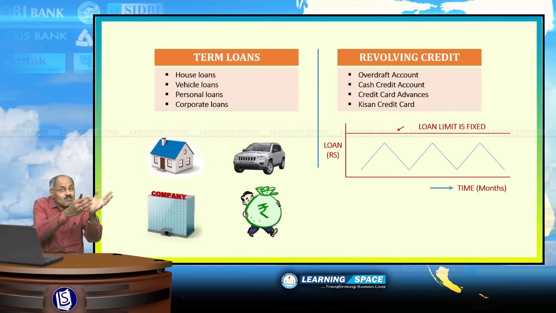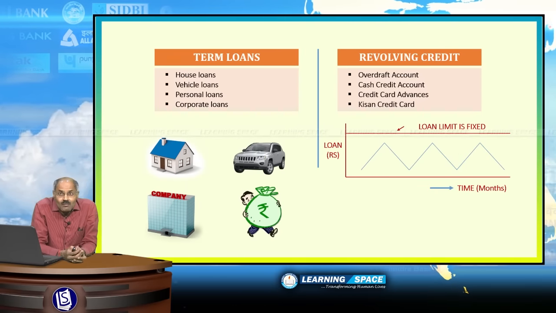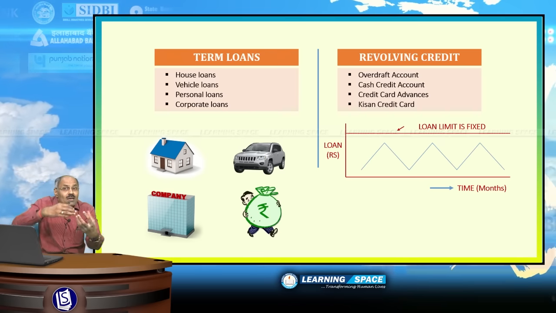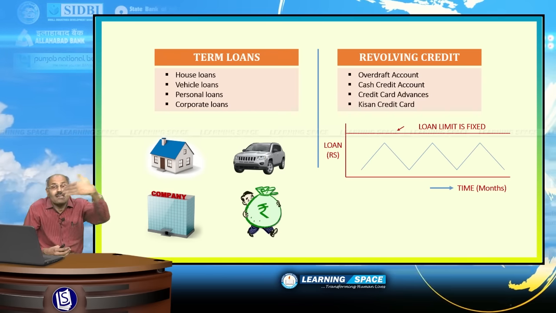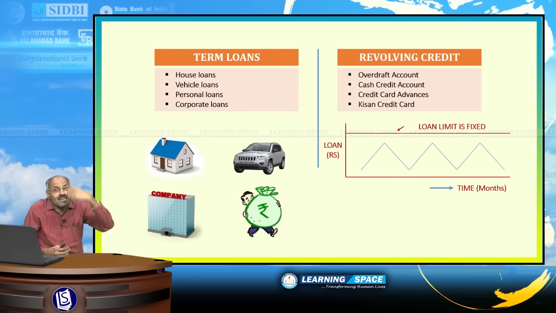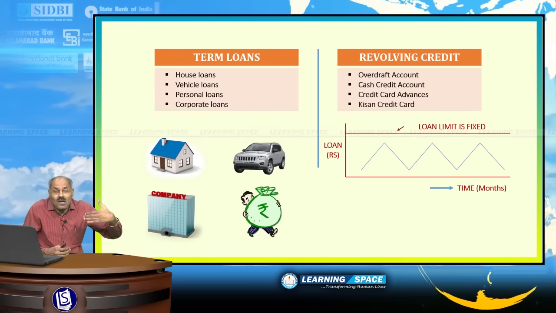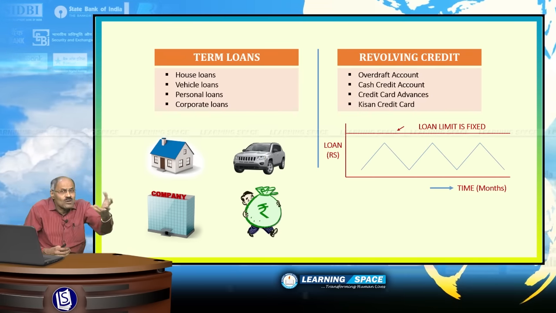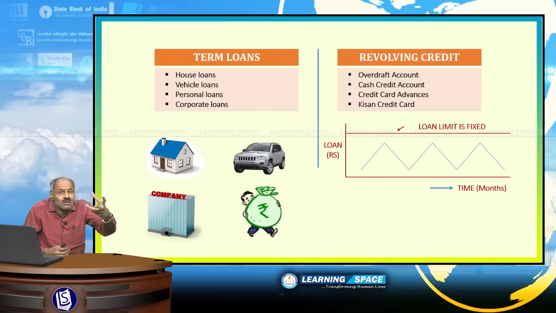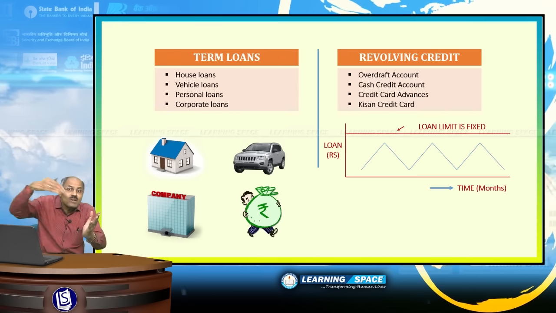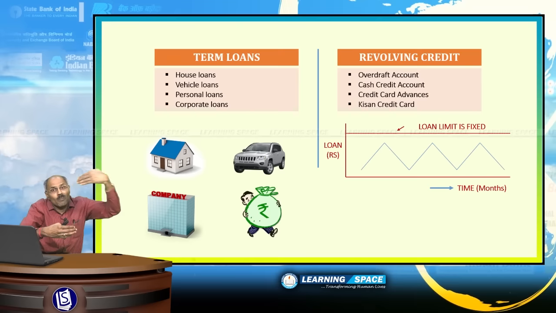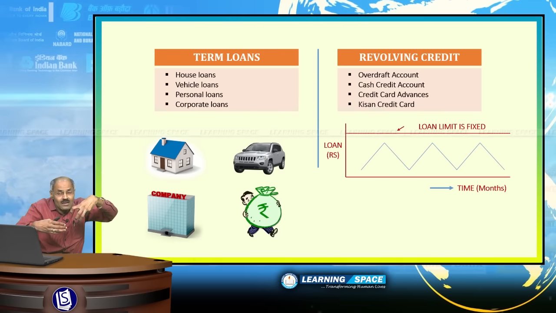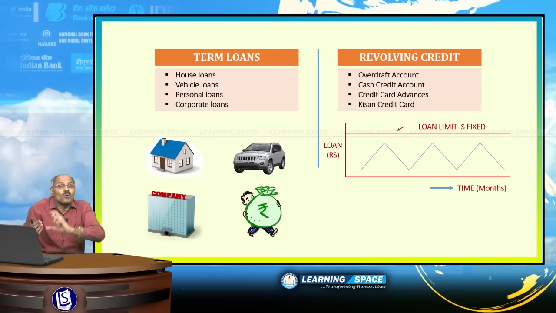The difference between term loans and revolving credit. What is term loan? Banks will give you a loan and you are required to pay back at regular intervals. Except agriculture loans, remaining loans are normally required to be serviced every month. Whether it is house loan, vehicle loan, personal loan or corporate loan, once the loan is given, you are required to pay back at regular intervals, which is known as servicing of loan, and the loan is given to you at once.